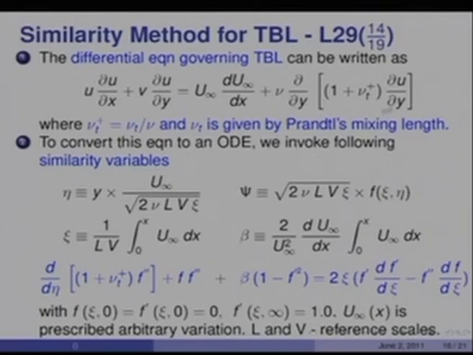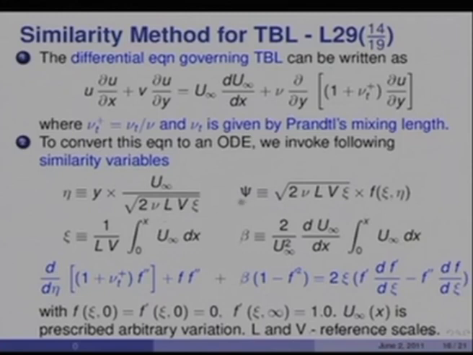Now, in order to convert these equations, where this is a function of y, to an ordinary differential equation, we invoke similarity parameters, in which we take L and V as some reference length and velocity scales. Then eta is defined as y into square root of u infinity by 2 nu L V xi, where xi itself is 1 over L V integral from 0 to x of u infinity dx, where u infinity is a function of x.